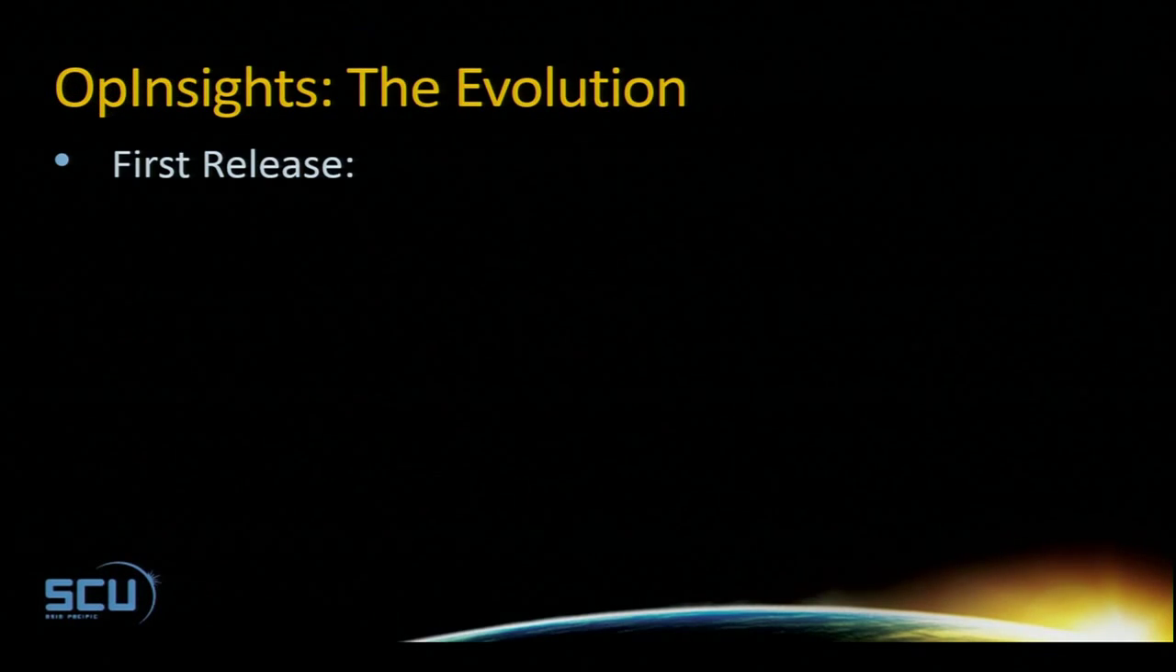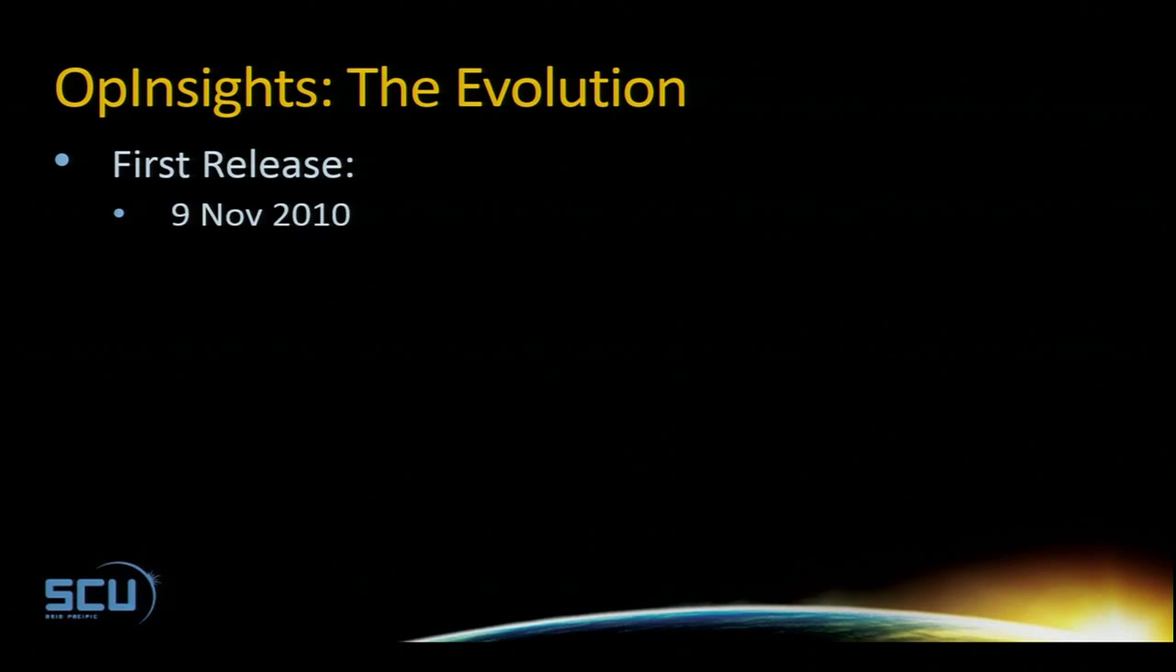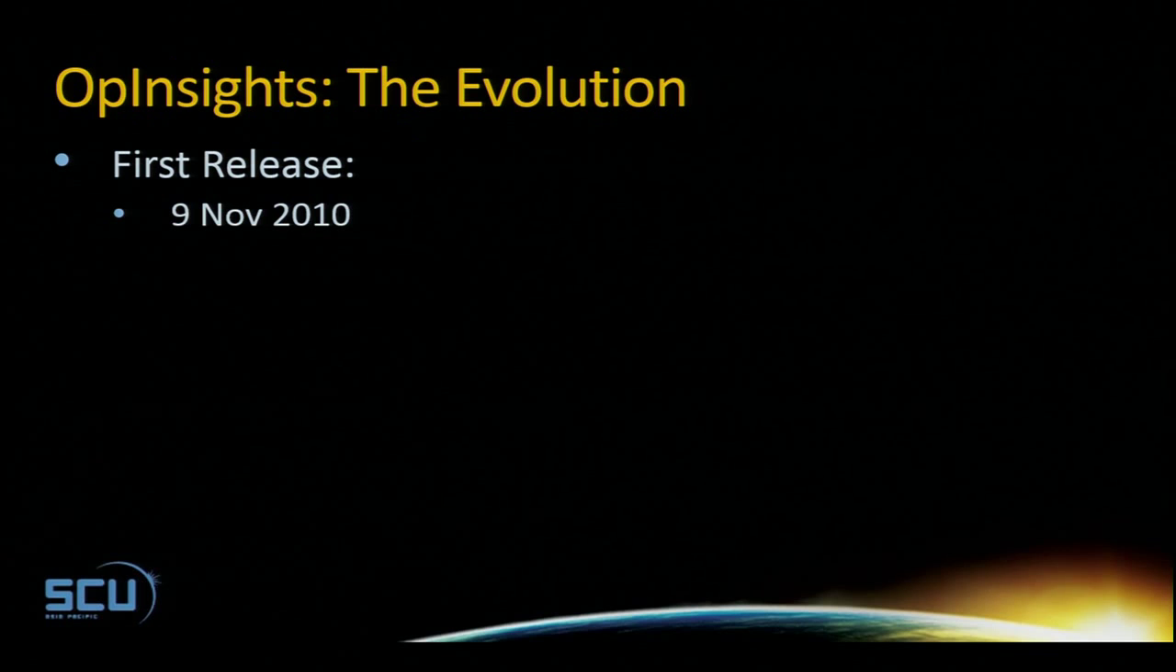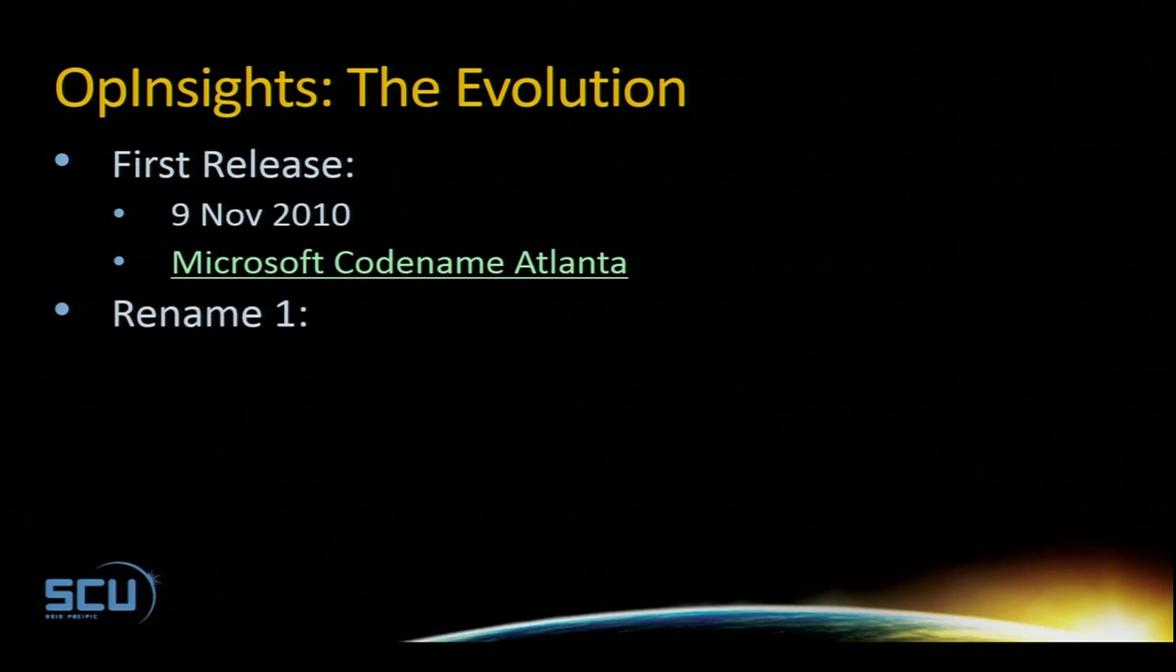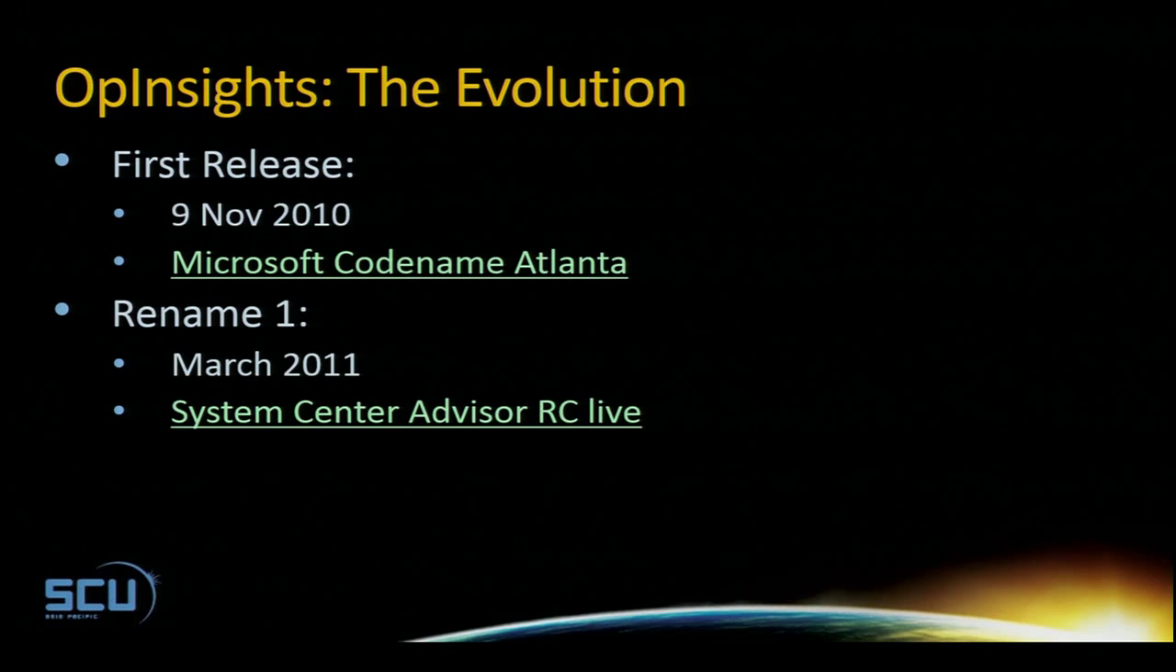First, a quick history on Operational Insights. The first release, any guesses here in the room? When was the first release? Nobody? Okay, 2010, so it's 4.5 years already. The first version was called Microsoft Codename Atlanta. There was a rename, the first in March 2011, just after half a year after the release, and it was renamed to Advisor.